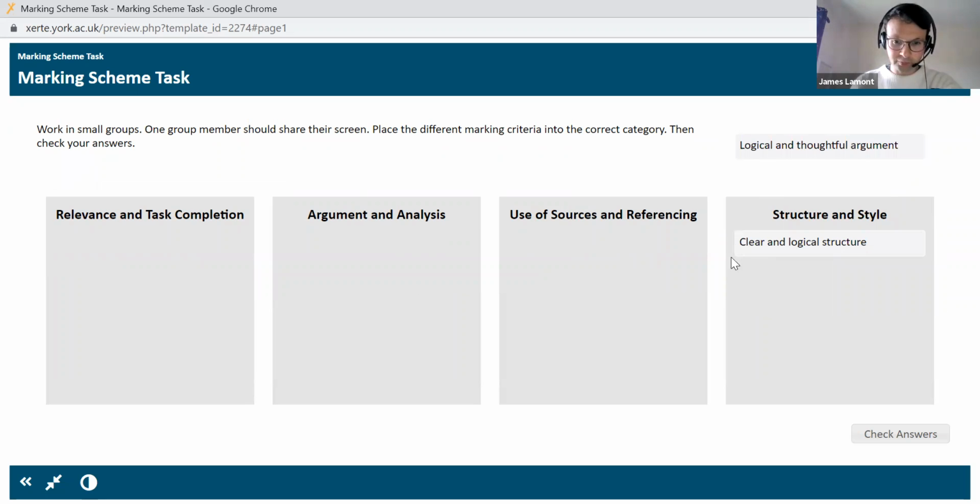Now, the best way to make this useful in a breakout room activity is to follow the instructions up here. Work in small groups. One group member should share their screen. So by getting one group member to share their screen and getting other students to discuss the points, where should it go? Should it go here? Should it go here? Should it go here? We get students to work together.